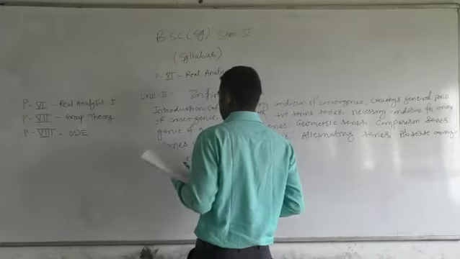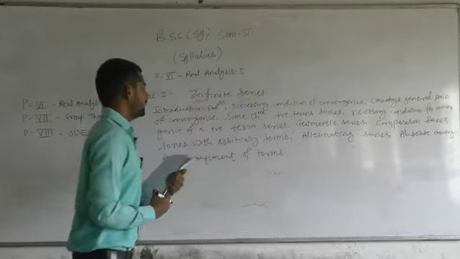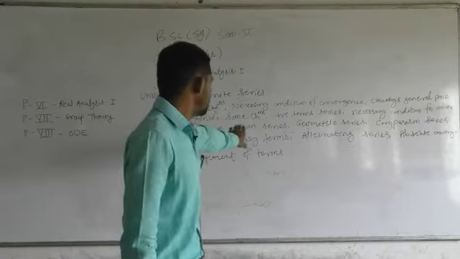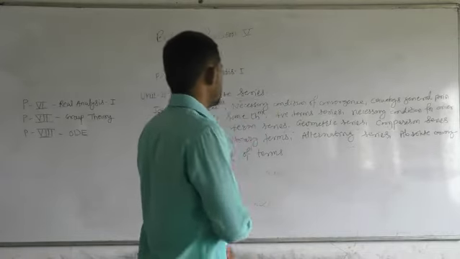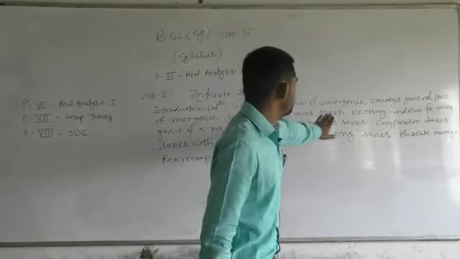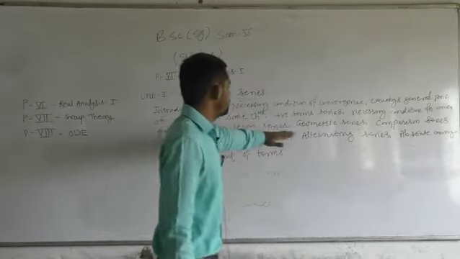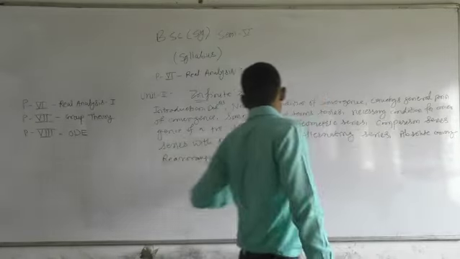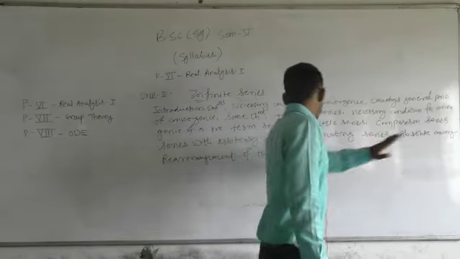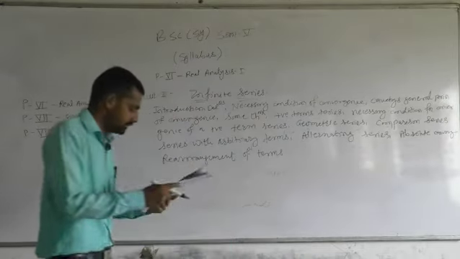So our unit third is infinite series. In this, the introductory part, definitions, necessary condition of convergence, Cauchy's general principle of convergence, some theorems, positive term series, necessary condition for convergence of the positive term series, geometric series, comparison series with arbitrary terms, alternating series, absolute convergence, rearrangement of terms. This is our unit 3.